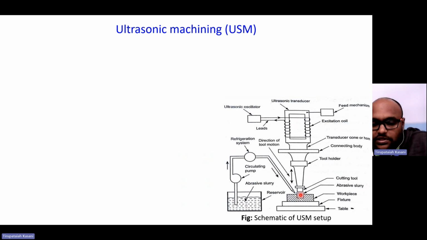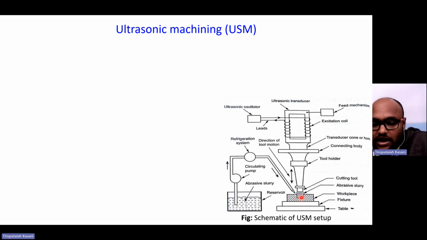Of course, after removing the material from the top surface of the workpiece, it is carried out of the machining zone by the slurry flow. This abrasive slurry flow, which is water with high pressure and velocity, moves from here to here, and the chips are extracted out from the machining zone. The abrasive particle is first hit by the tool, and then it hits the top surface of the workpiece. That is the reason why the material is removed in the form of chips.